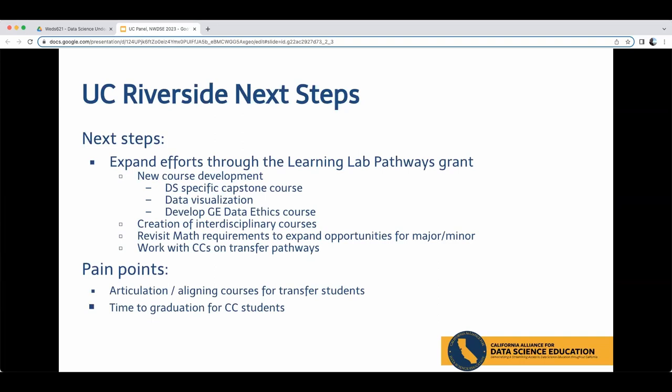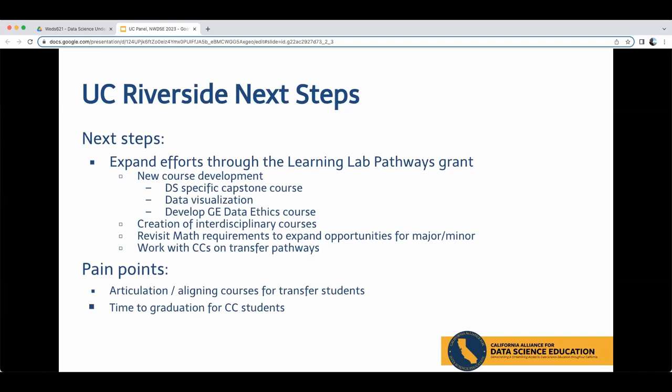We don't currently have a data visualization course, so that's something that we'll be working on. We're also interested in creating a general GE data science ethics course for everyone on campus, because that's something we heard from a lot of people that they're interested in. We would like to create more interdisciplinary courses and revisit the math requirements, because right now it's very calculus and math heavy in our major.